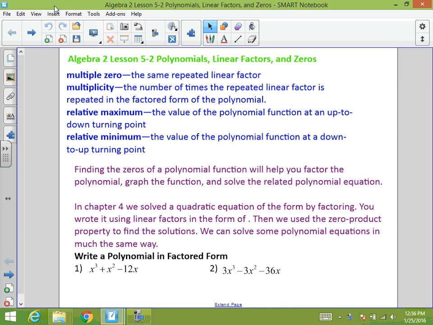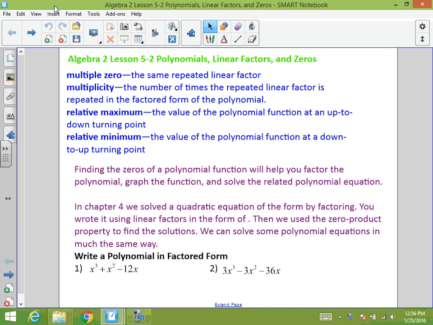Algebra 2, Lesson 5-2. Polynomials, linear factors, and zero. A multiple zero is the same repeated linear factor. For example, if I said x equals 2 and x equals 2, that would be a repeated factor for x equaling 2, so that would be a multiple zero.